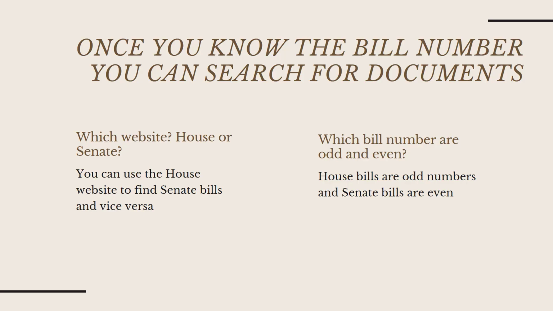So now that we know our three numbers and you know that bill number, you can search for documents. But do you go to the House or the Senate website? In this case, it was a Senate bill, but you can also go to the House website, and vice versa. They contain the history and all the documentation for both House and Senate bills. And just so you know, House bills are odd numbers and Senate bills are even.